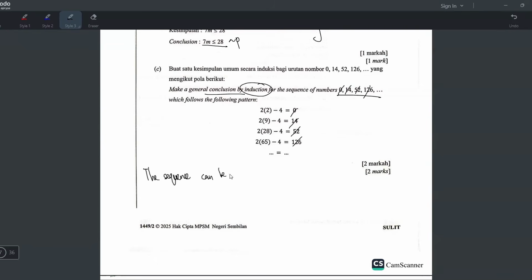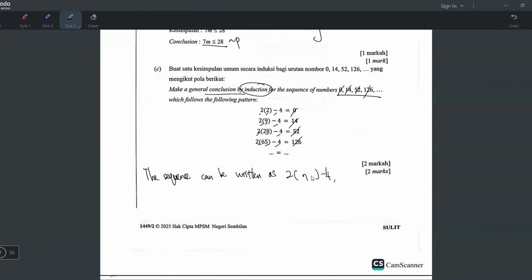can be written as, okay, now you start to write down the answer. So you can see 2 bracket minus 4, 2 bracket minus 4, 2 bracket minus 4, 2 bracket minus 4. So when you generalize, it will be 2 times bracket minus 4 also. But inside your bracket, you have to write n, right?